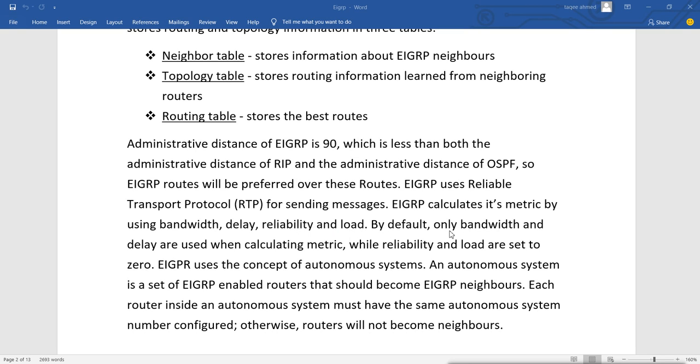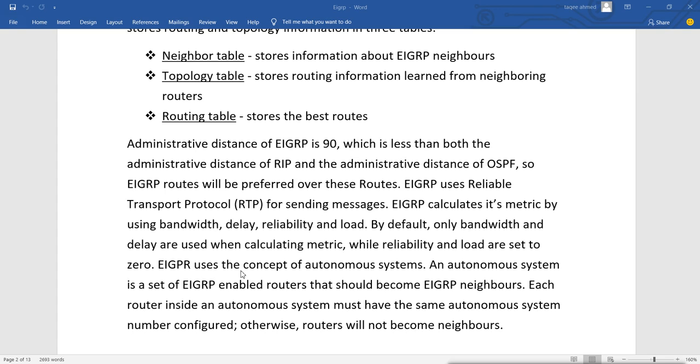By default, only bandwidth and delay are used when calculating the metric. So by default, it only calculates bandwidth and delay. Other metrics remain disabled. If you want, then you can enable them. While reliability and load are set to 0.